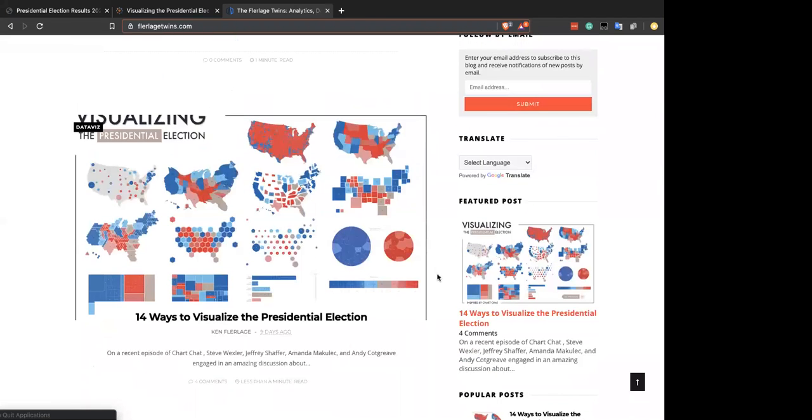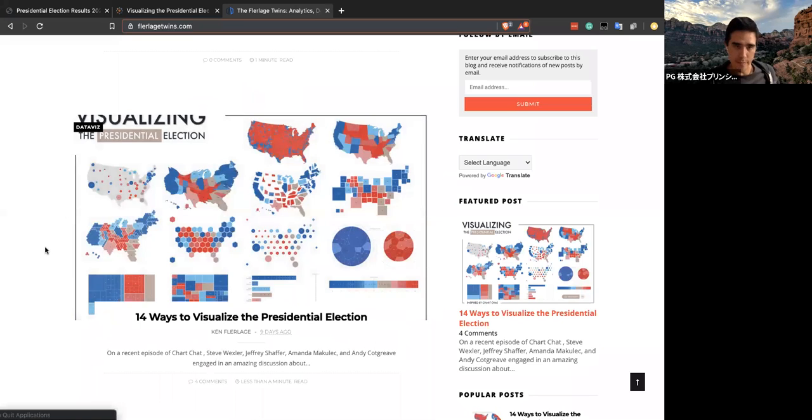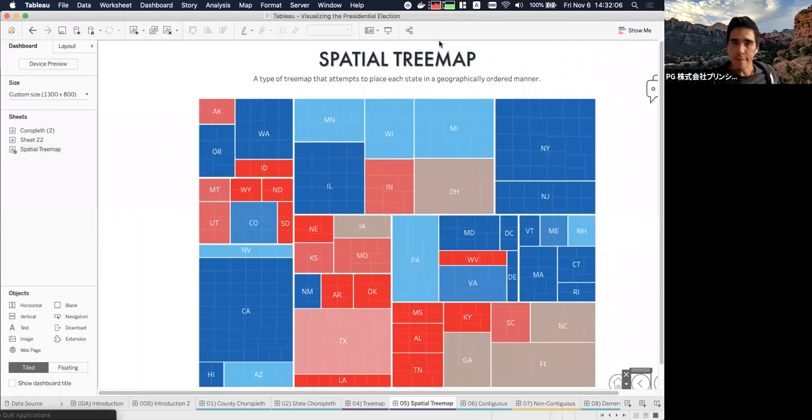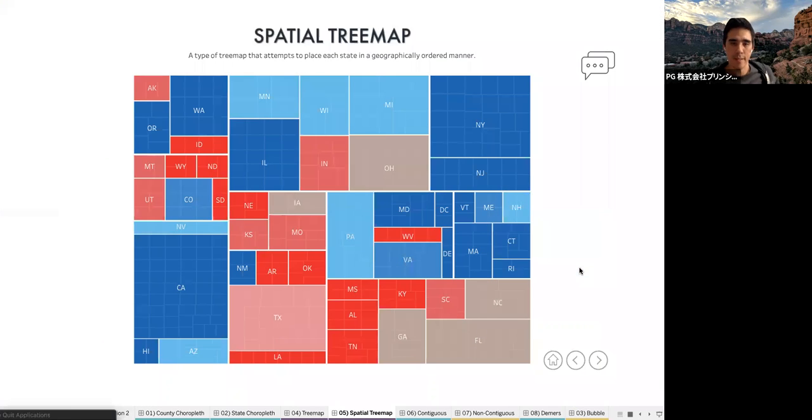And I just thought it was really cool. Some of these maps I've never seen before. And I think it can give us some inspiration when we're thinking about what kind of map to make.